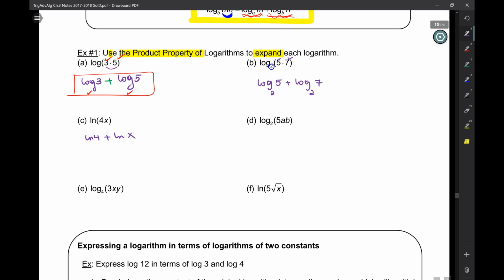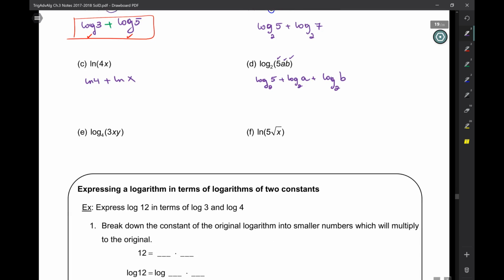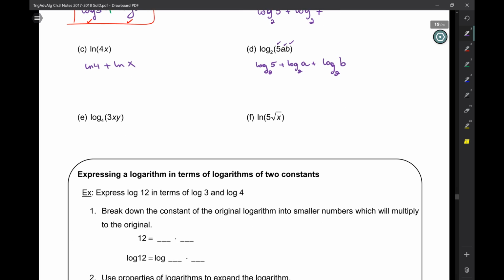All right. So take a look here. How many elements are inside? 1, 2, 3. So what is it going to be? Log base 2 of 5, right? And then plus log base 2 of a plus log base 2 of b. That's all. 3 logs. All right, so go ahead and do the next one then. So log base 4 of 3, log base 4 of x, log base 4 of y. All right, that's all.